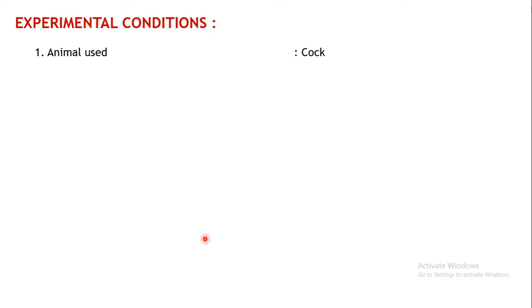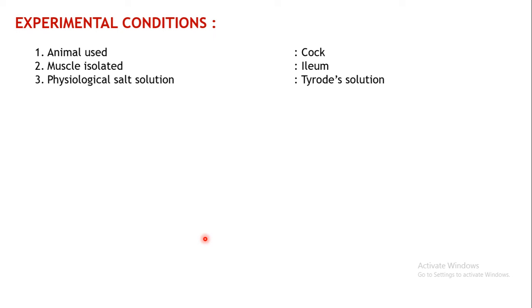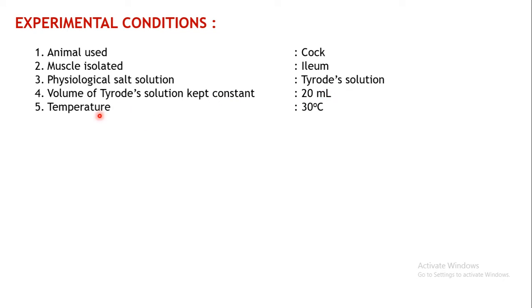So firstly, the animal which you are using is the cock. Obviously, we have seen that. The tissue isolated is the ileum, that is the small intestine part. The ileum we are isolating over here. Then the physiological salt solution used over here is Tyrode solution. The volume of Tyrode solution which is kept constant is 20 ml in your organ tube. The temperature required is 30 degrees Celsius. Basal tension is 0.5 grams. Magnification value which is adjusted is 5 to 10 fold.